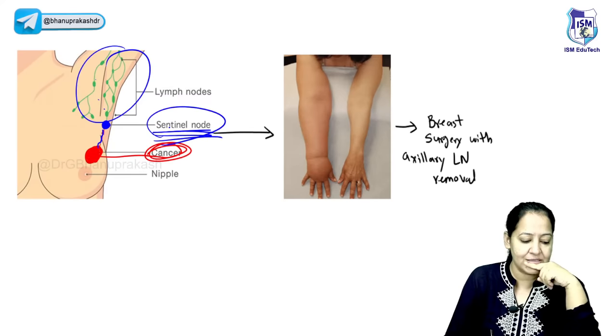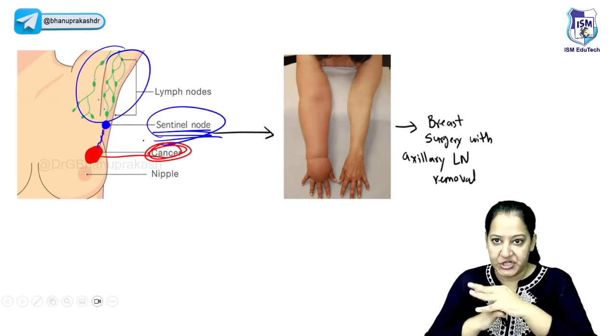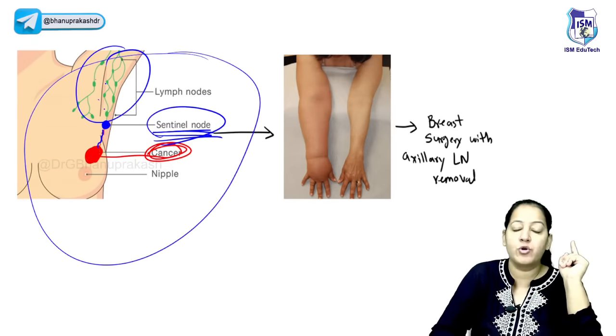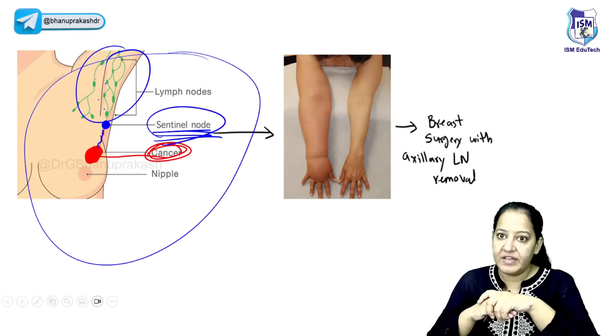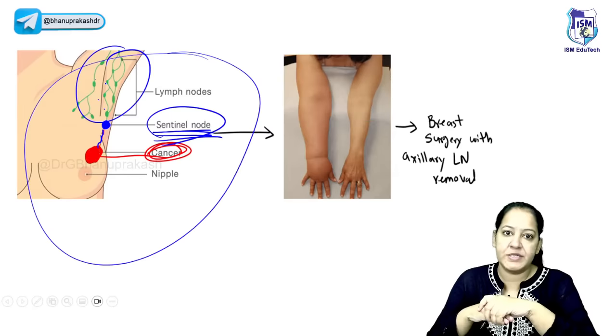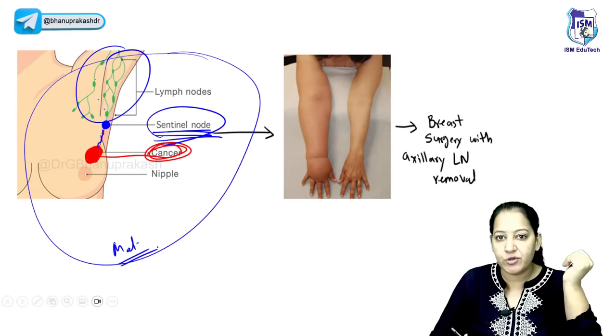Now, what is the relevance of this? Imagine you are a surgeon, an oncosurgeon, and this lady comes to you. Doctor, I'm having a mass in my breast. You have palpated, you have done a mammography, you have done an FNAC, you have done a biopsy. On all the tests, it's proven it's malignant. So obviously, what are you going to do next?